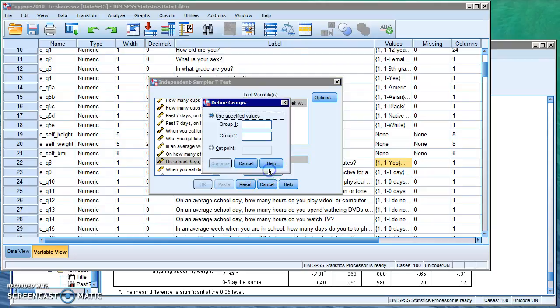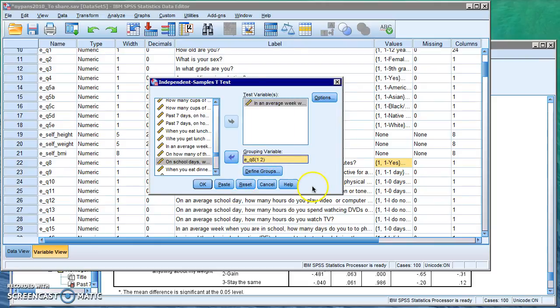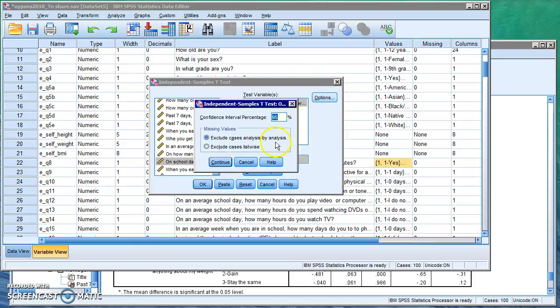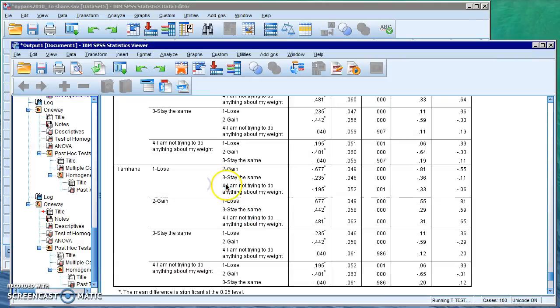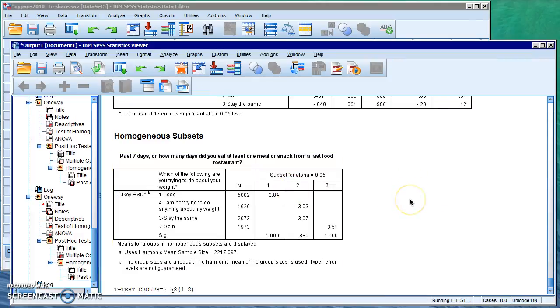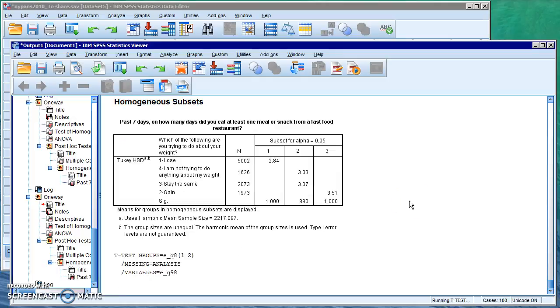And then we define our groups, and we do that knowing that 1 is yes and 2 is no. And we're good on that. And so after we do that, we are good to press OK. And sometimes SPSS takes a little while to get the output.